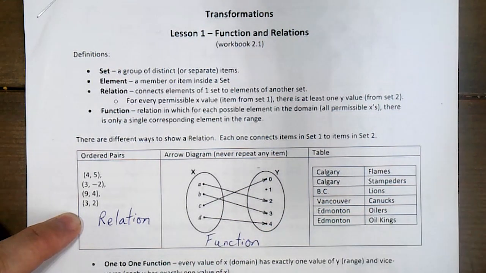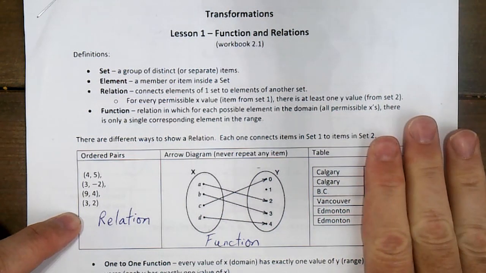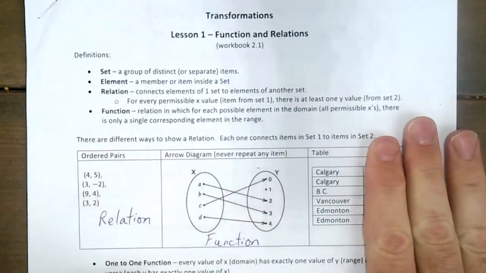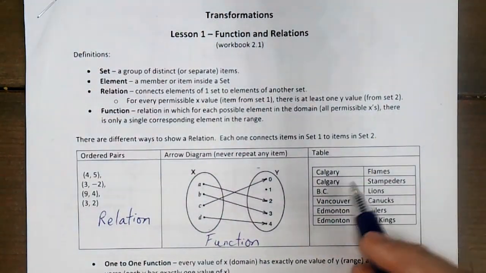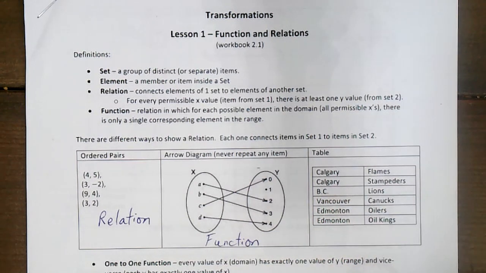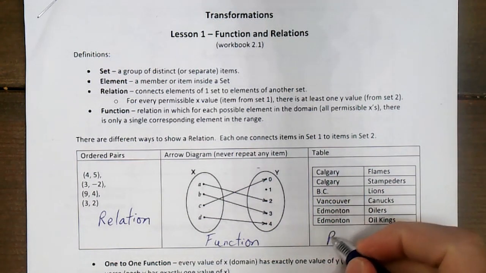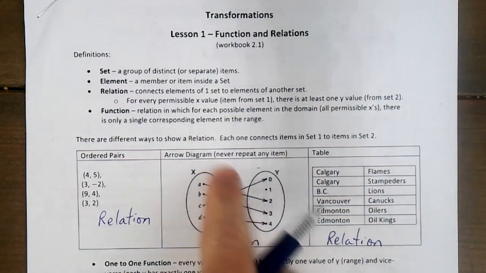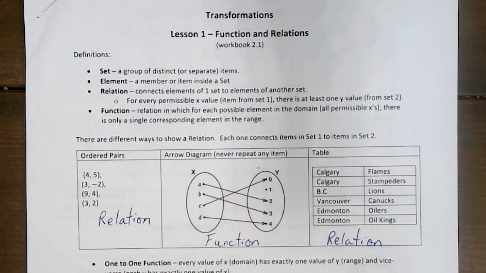Take a look at this one. What do you think? Take a look at set 1. Is there any repeats? And you can see right away, Calgary's twice, Edmonton's twice. Then if we look over, Calgary's connected to 2 different teams. It's a relation. So function is special. There's no cheating in the first set.